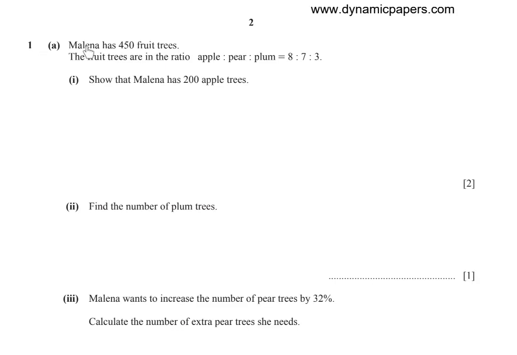1a. Malina has 450 fruit trees. The fruit trees are in the ratio apple, pear, plum 8 to 7 to 3. Show that Malina has 200 apple trees.